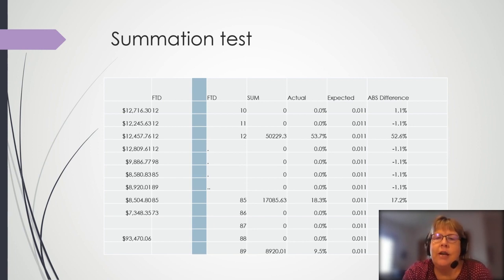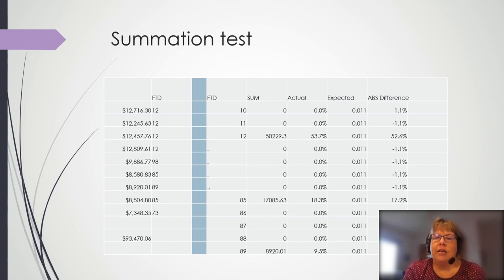So we calculate in the next column the actual percent of total. So it's just a percentage of total. This $50,000, which is the sum of all the items that have a first 2 digits of 12, is $50,229. We divide that by the total of our entire data set, and it is 53% of the population.